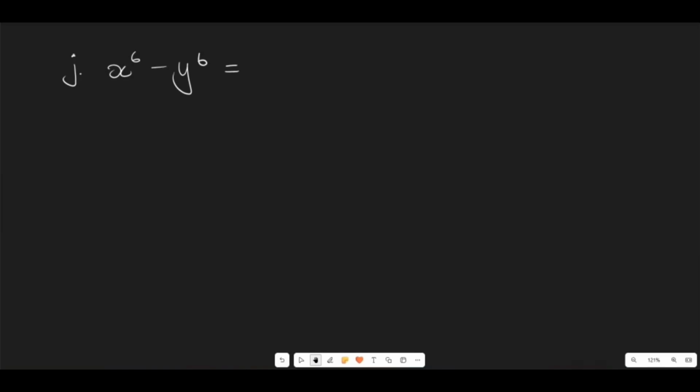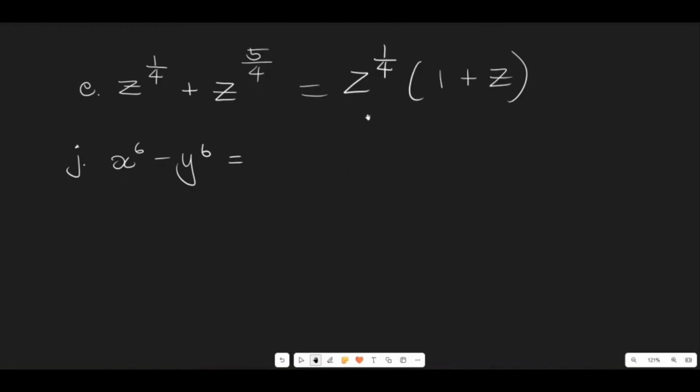Okay, sure, guys. First thing we are going to do, we are like fourth root of z plus fourth root of z to the power of 5. Wait, you're doing this one? Yes, E, please. Okay, but we already did the answer though. Okay, no problem. Please try this one for us. This one, x to the power of 6 minus y to the power of 6.